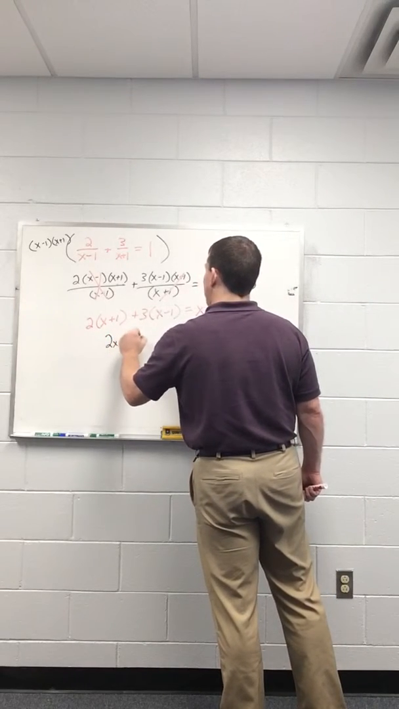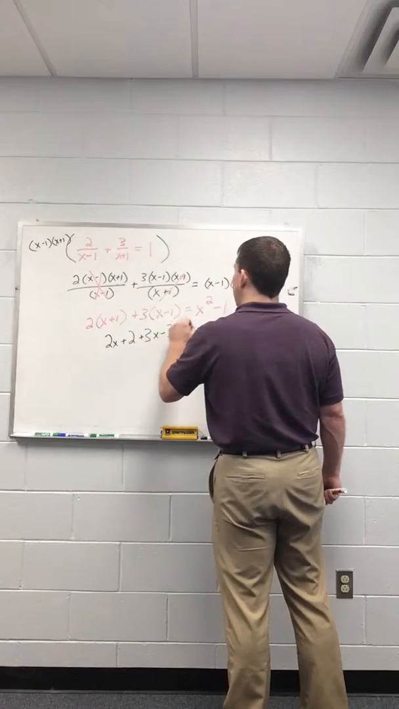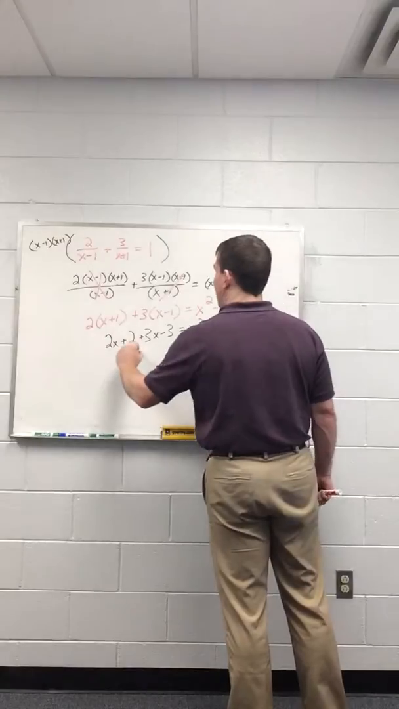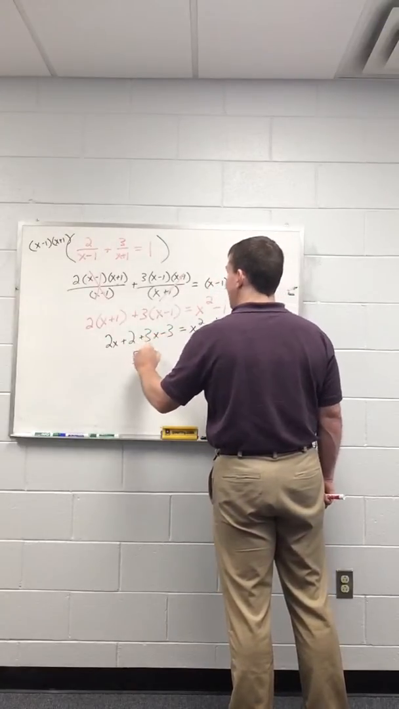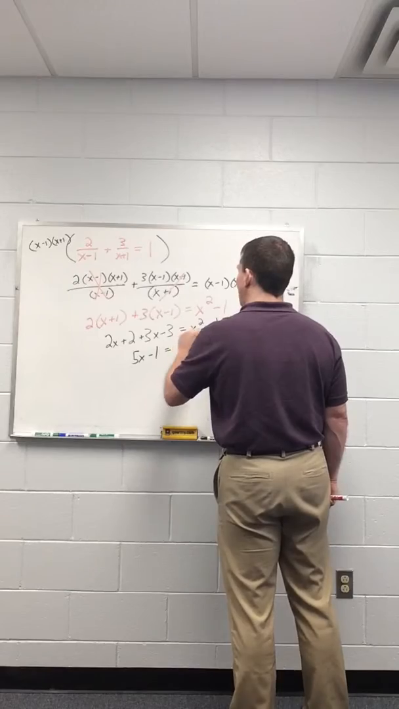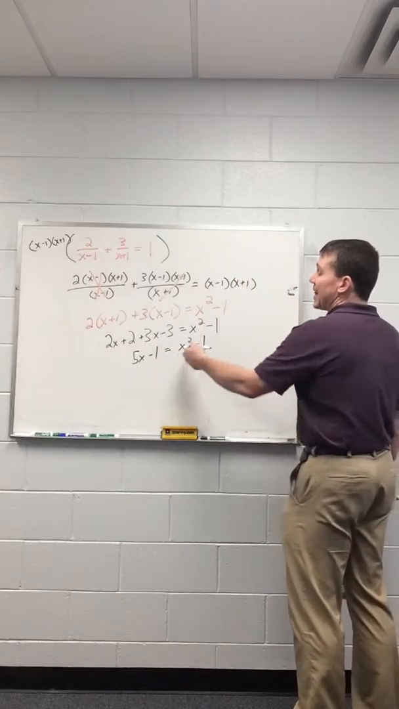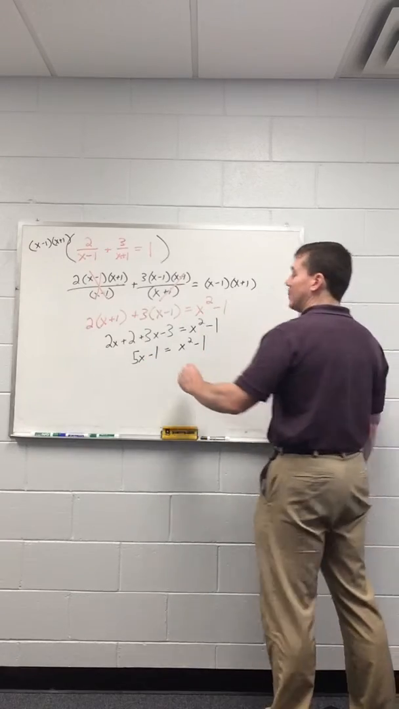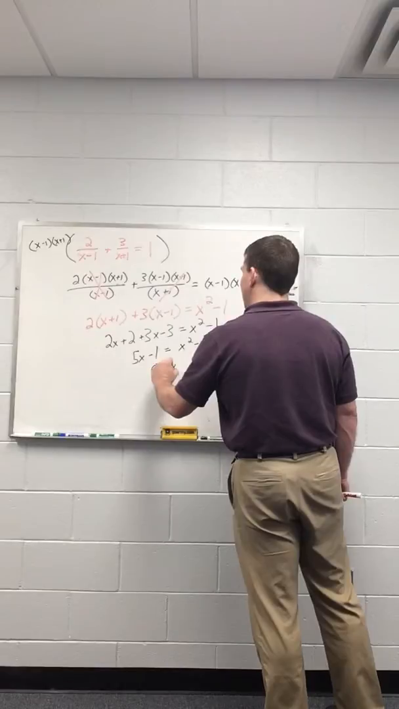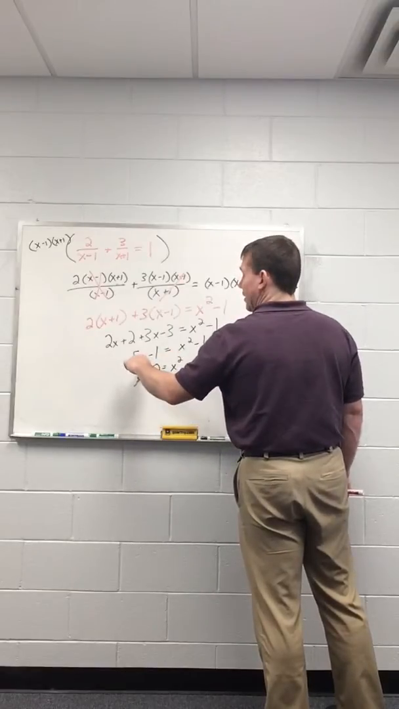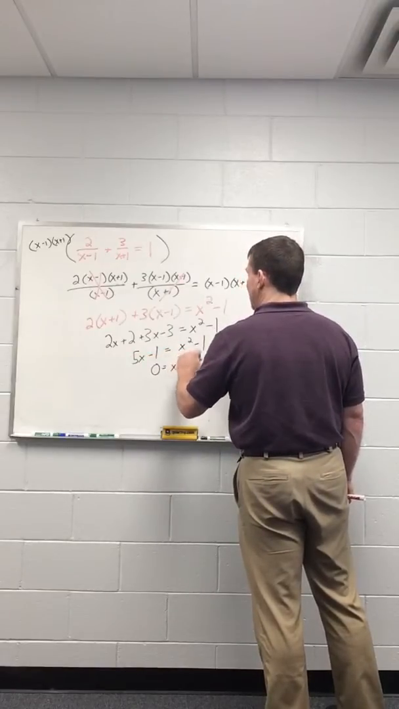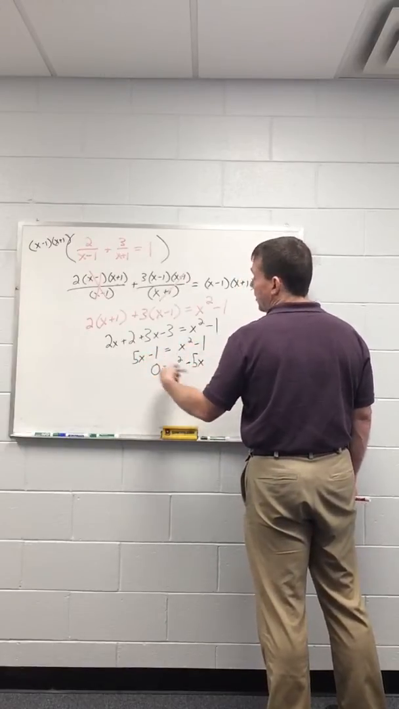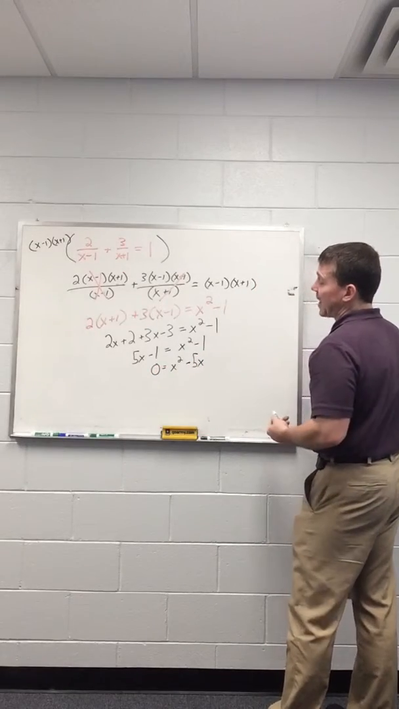We get 2x plus 2 plus 3x minus 3 equals x squared minus 1. Over here, 2x plus 3x is 5x. 2 minus 3 is negative 1 equals x squared minus 1. That's a quadratic, so do exactly what we do for quadratics. Bring everything to the right, set it equal to 0, and solve. So I'll get 0 equals x squared. That's a 5x subtracted, so that's minus 5x. Negative 1, if I add it over, I get plus 1 minus 1, which is 0. And I get 0 equals x squared minus 5x.